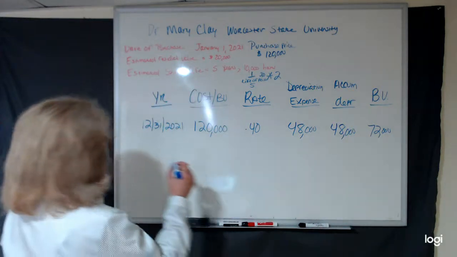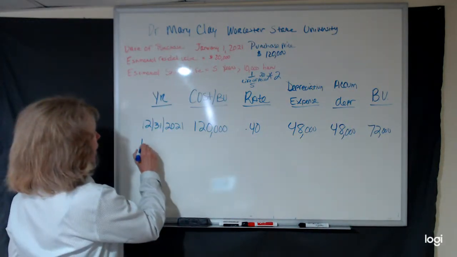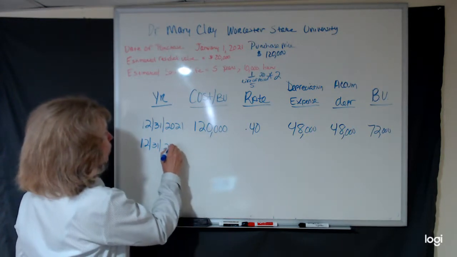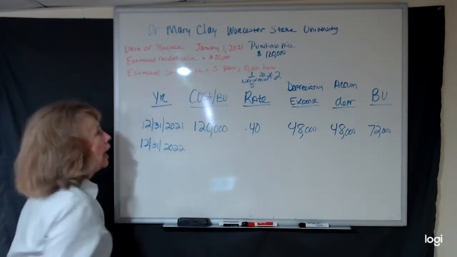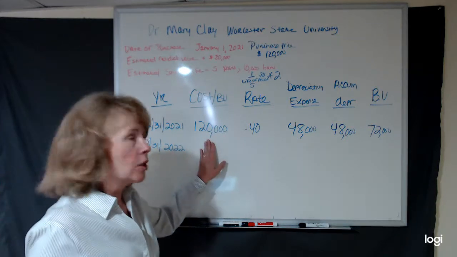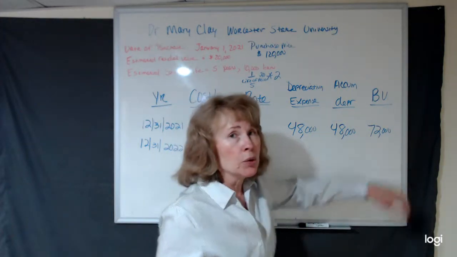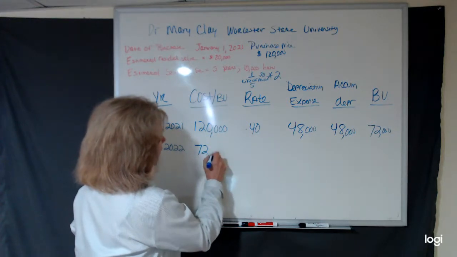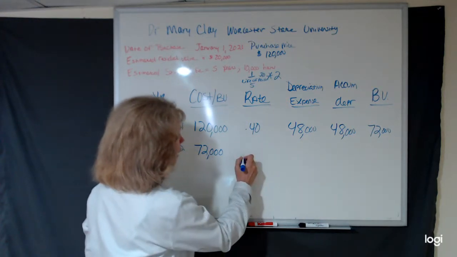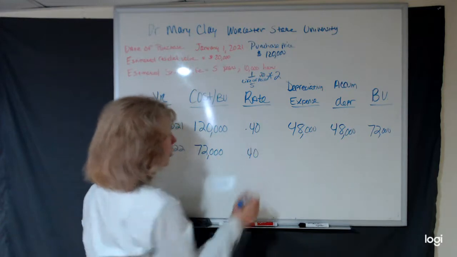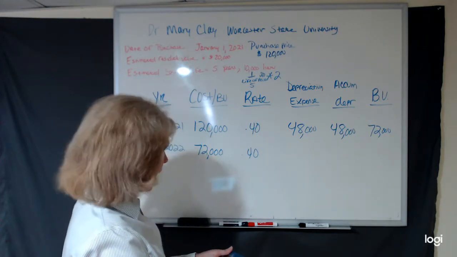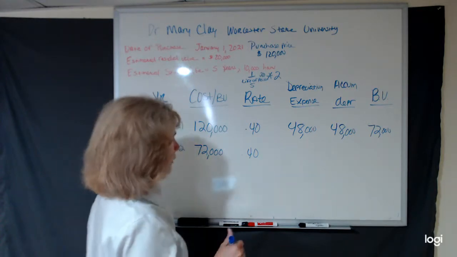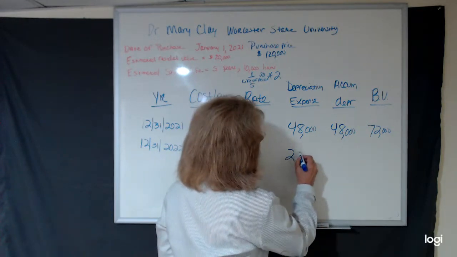So now our next date is going to be 12/31/2022. However, I will no longer use the cost. Now I'm going to use the book value. So I bring the book value, 72,000. I bring down the rate, 0.40. I multiply it, 72,000 times 0.40. That gives me 28,800.